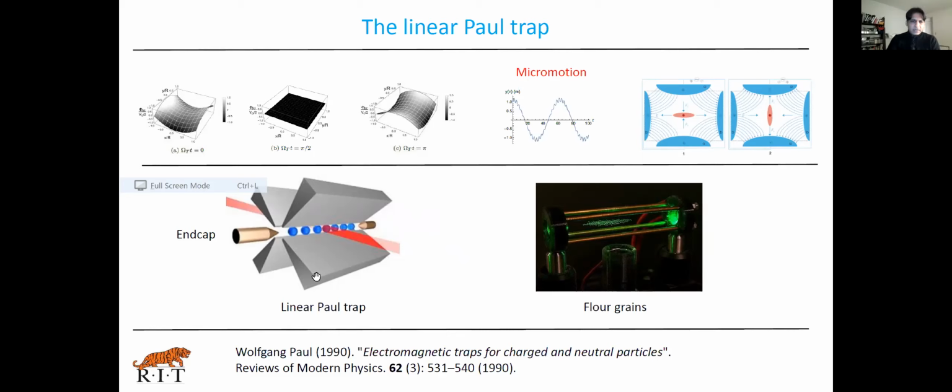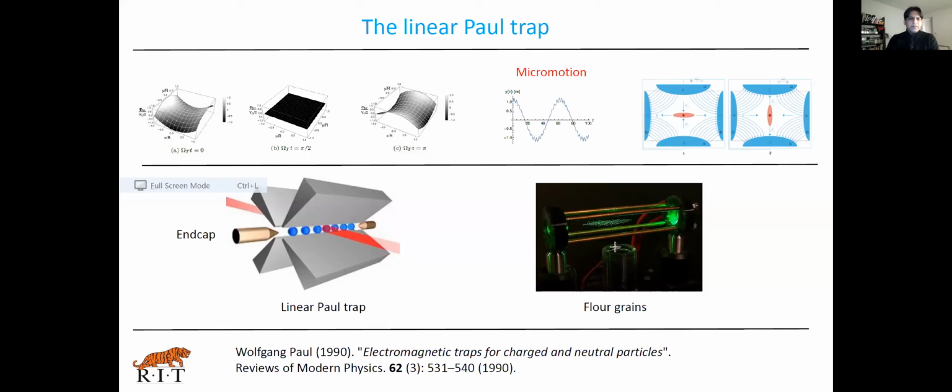But the Paul trap is quite robust, actually. So you can trap even more macroscopic charged particles. So here you see grains of flour. And this works even in the open air. Actually, I just saw one in Rajibul's lab at Waterloo, where he had these grains. And then you just shine a laser on them and you can see them hanging. And you can put a lot of them in there, and they have all sorts of interesting geometries, some of which we will explore.